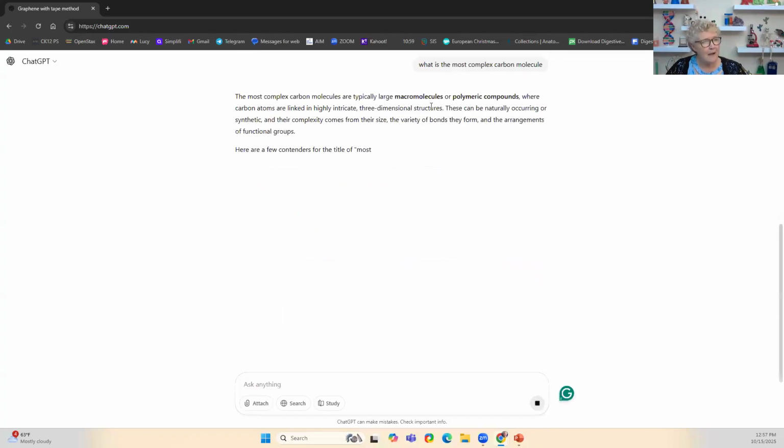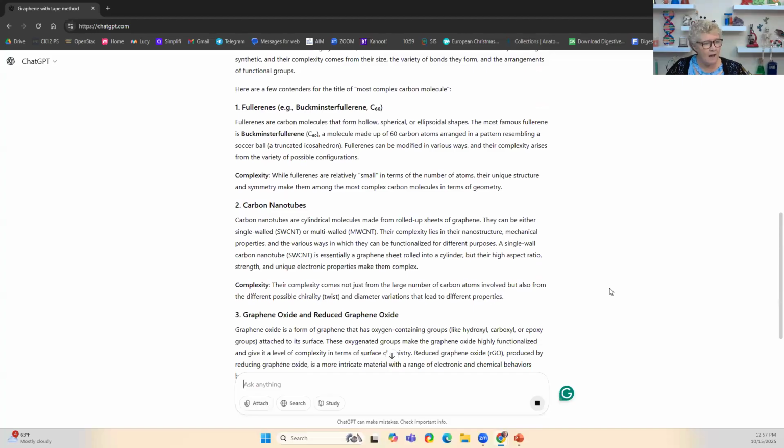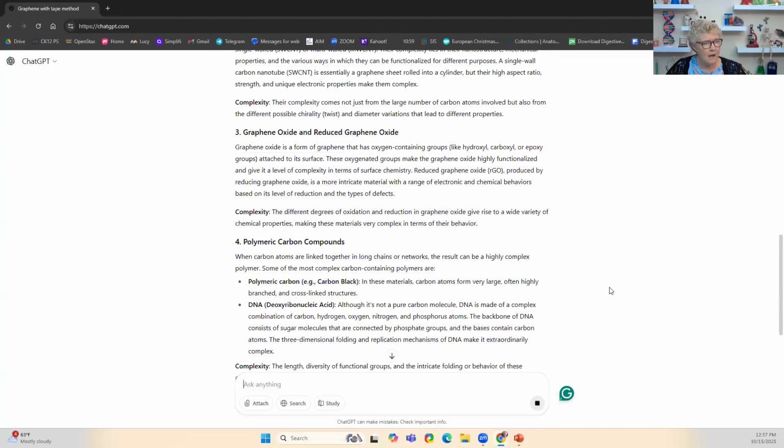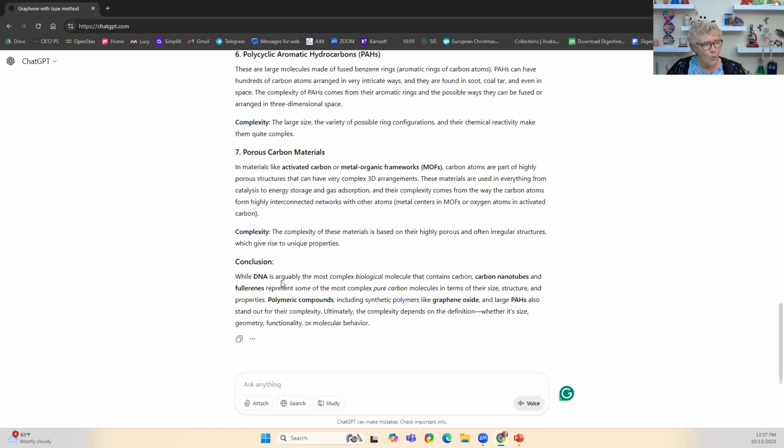Let's see here. Macromolecules, fullerenes, carbon nanotubes, graphene oxide, polymer carbon compounds. Those would be like plastics. Graphene, there's a lot of them. They're not giving us the most here. While DNA is the most complex biological molecule that contains carbon, carbon nanotubes and fullerenes are some of the most complex pure carbon molecules in terms of their size, structure, and properties. So one of them doesn't really seem to outweigh the other as far as complexity. DNA is the one that your genetic code is made of. It's inside the nucleus of all your cells, and that is what makes you who you are.